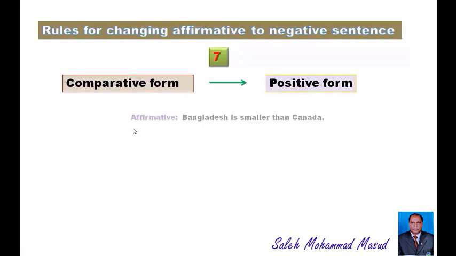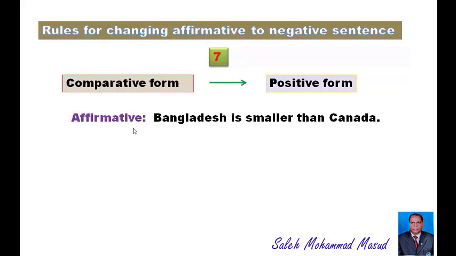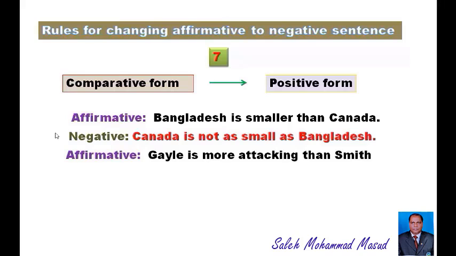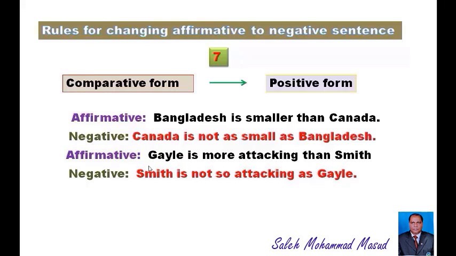Bangladesh is smaller than Canada. Comparative form, so turn it into positive. Canada is not as small as Bangladesh, and at the same time it is a negative sentence. Similarly, Gale is more attacking than Smith. Negative form would be Smith is not so attacking as Gale.